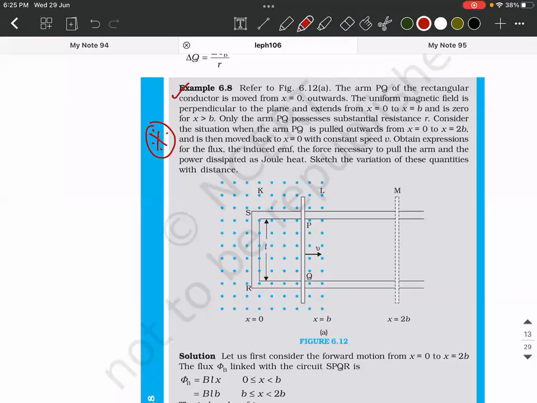6.8. There are a lot of concepts. The diagram is similar. Yes, it's a problem based on motional EMF, which is very good. That is into the plane, and this is out of the plane.